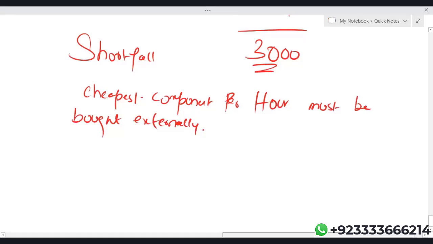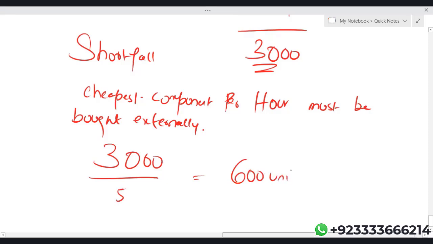So we need 3,000 more hours to produce M. 1 unit of M needs 5 hours. So basically 600 units of M should be bought externally.